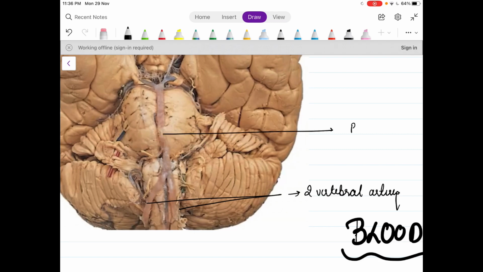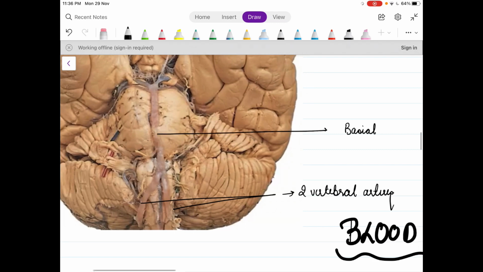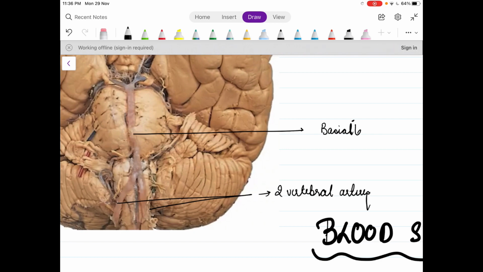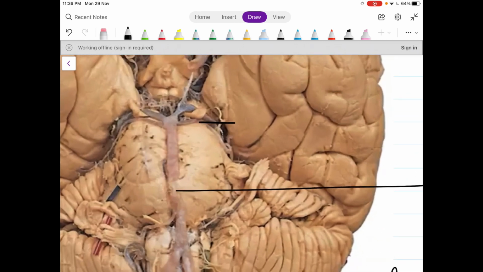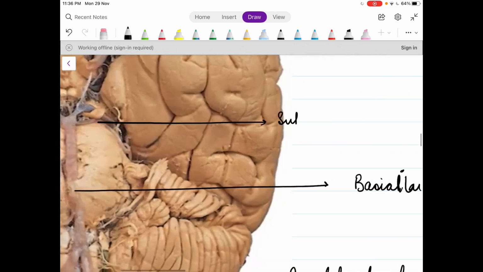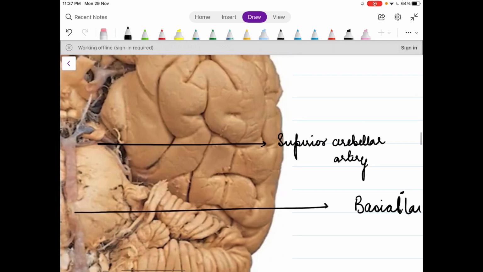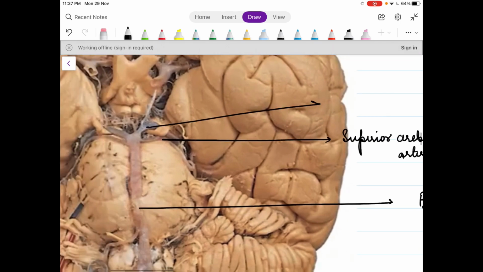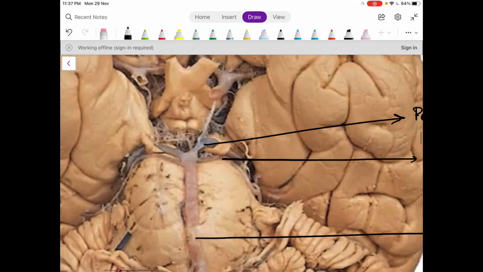And now we have the basilar artery. The one which ascends in front of the pons is the basilar artery. Now it gives rise to two arteries. This one is the superior cerebellar artery, and the other one, responsible for termination of the basilar artery, is the posterior cerebral artery. We can easily see that the one connecting the anterior and the posterior circulation here is the posterior communicating artery.